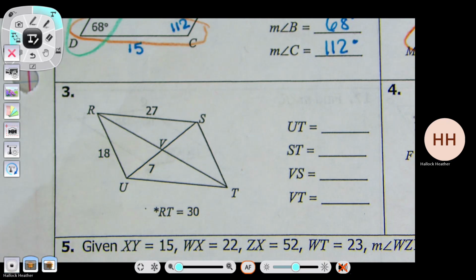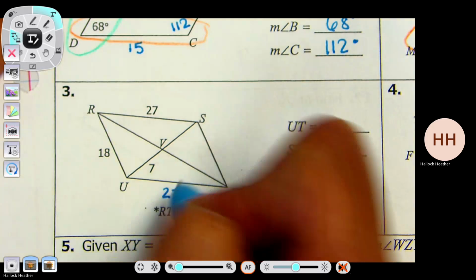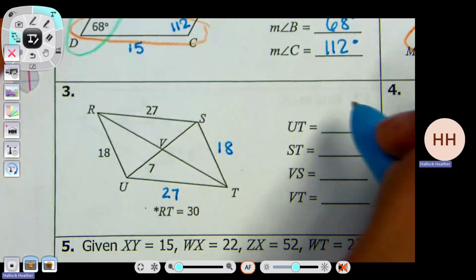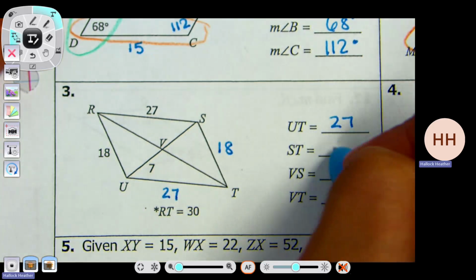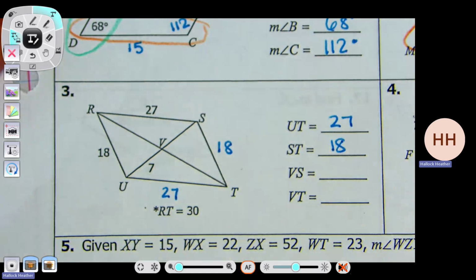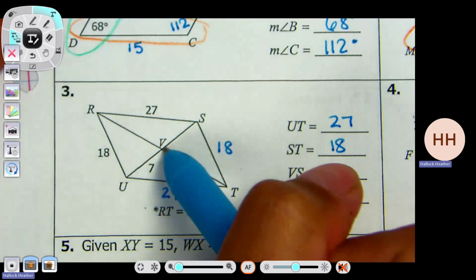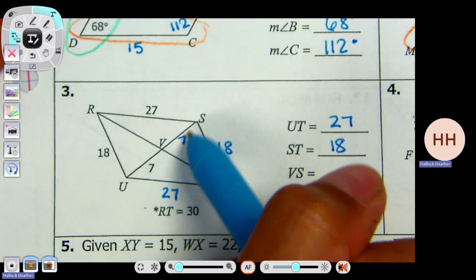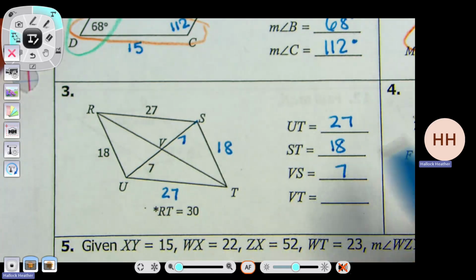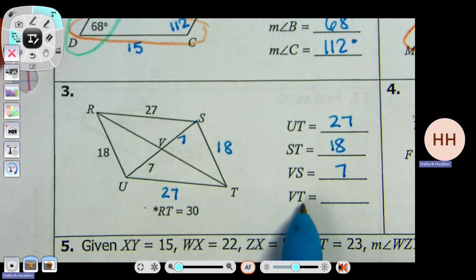Two. 18. Okay, UT is 27. ST is 18. How much is V to S? 7. 7, because if this side's 7, this is also 7. Okay. And then VT is 15.